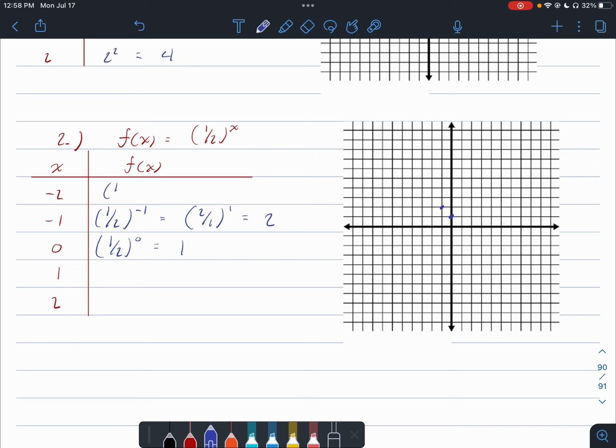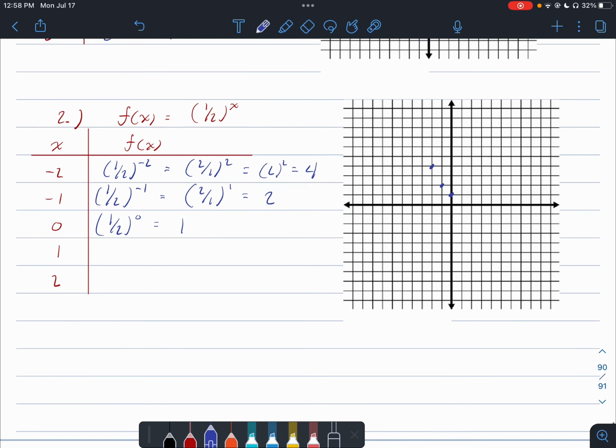All right, now let's try x equals negative 2. So we'll have 1 half to the negative 2, and that'd be equal to 2 over 1 squared, or 2 squared, which is 4. So at x equals negative 2, we get f of x is equal to 4. So now let's try x equals 1.